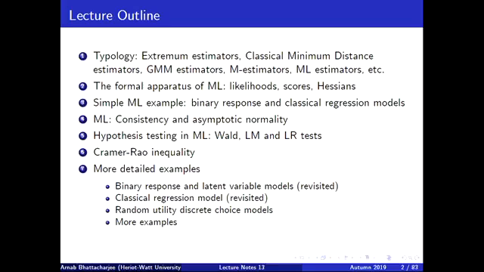Then classical regression model again is revisited. Now this has been revisited several times. Now we are going to do it. When we do it now, we are going to put least squares on the board, we are going to put GMM on the board and maximum likelihood on the board, all three. All right, and we are going to have a discussion of that.